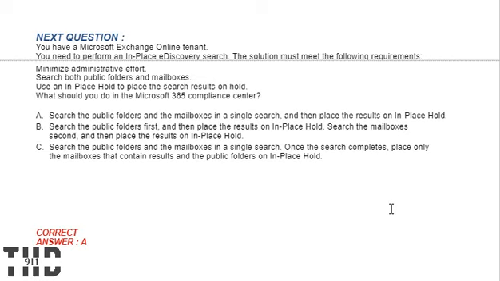Option A: search the public folders and the mailboxes in a single search and then place the result in an in-place hold. Option B: search the public folders first and then place the result in an in-place hold. Search the mailboxes second and then place the result in an in-place hold. Option C: search the public folders and the mailboxes in a single search. Once the search is complete, place only the mailboxes that contain results and the public folder in an in-place hold. The correct answer is option A.